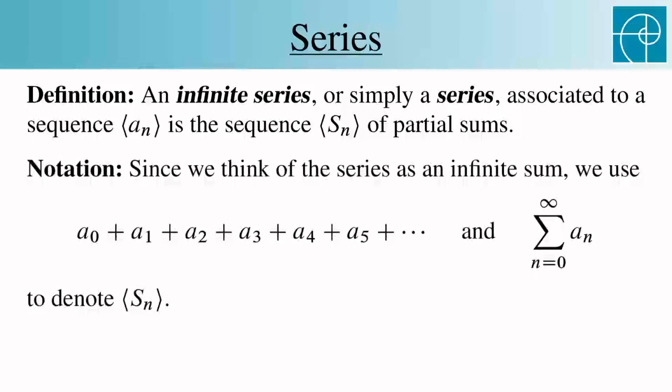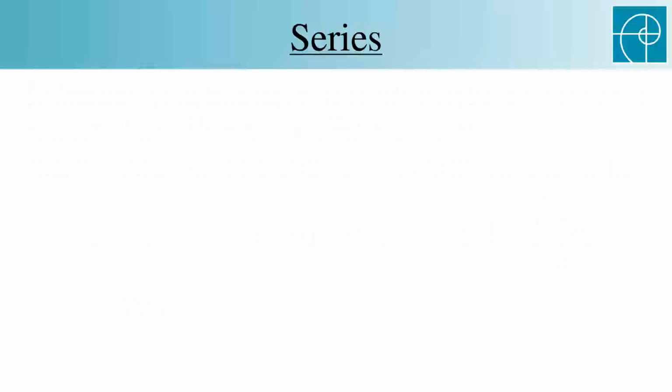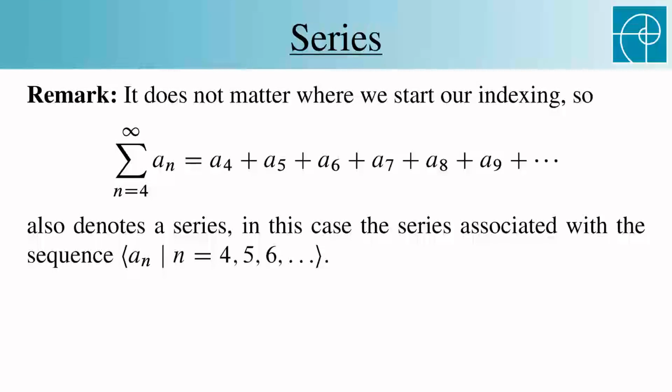Since we think of a series as being an infinite sum, we use these two notations to denote series. The implication is that a series is an infinite sum, but it's really a sequence of partial sums. Let's make 2 remarks. First, when determining whether or not something is a series, it doesn't matter where we start our indexing, so this thing is also a series.